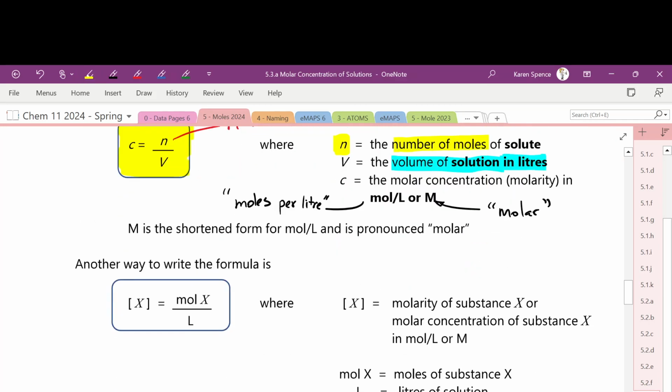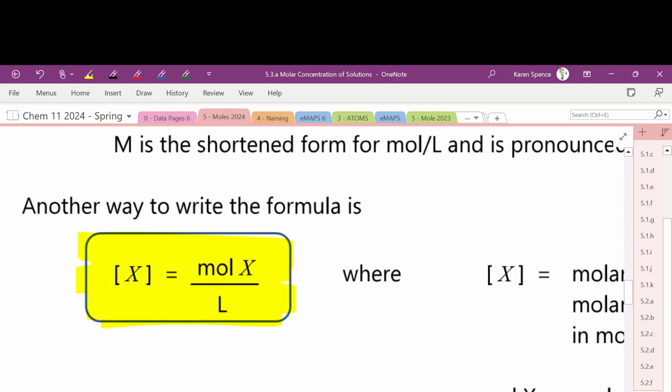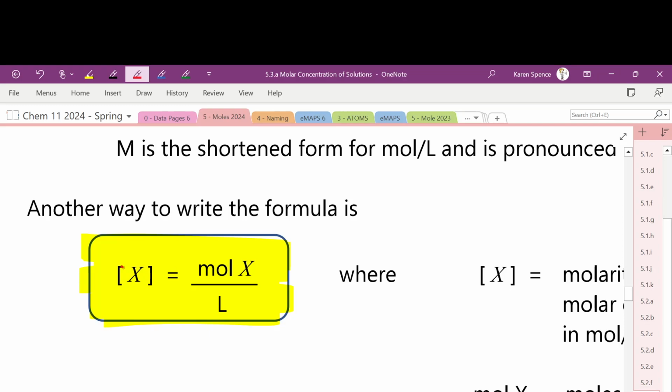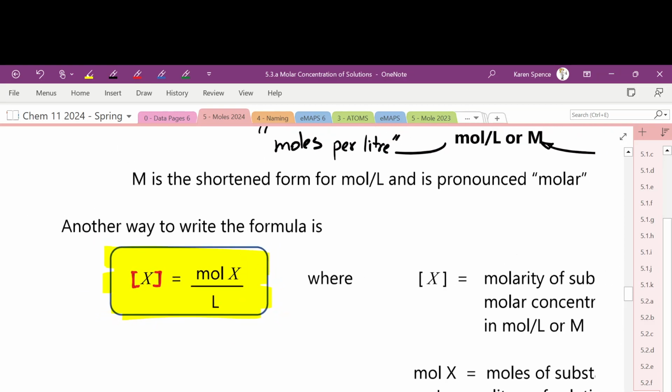I really prefer this method, and you'll see this much more commonly, especially if you're taking Chem 12, that's how we write it, where you put the concentration of substance X, you would put a substance in there, NaCl or whatever you want, equals moles of X over liters. Okay?